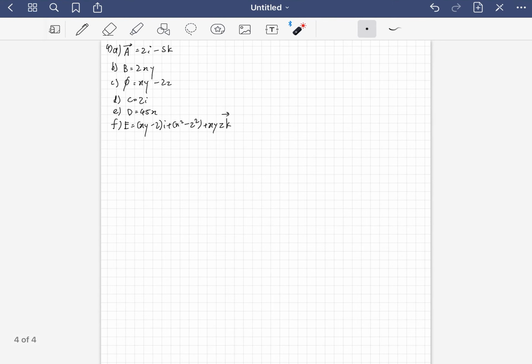The next question is to identify whether each equation is a vector or not. So A is a vector. This is because equation A has the arrow on top. Otherwise these are magnitude values. So equation B is not a vector, and equation C is also not a vector.